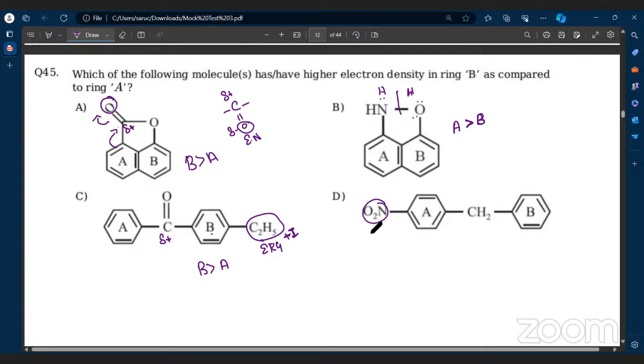Here it is a minus I group, or I can say it is an electron withdrawing group. And B is attached to an alkyl group, so the plus I effect will happen. Therefore, we can say that B is greater than A. So options A, C, and D are going to be the right answer. Yes, clear with this question? Yes, ma'am. Moving to the next question.